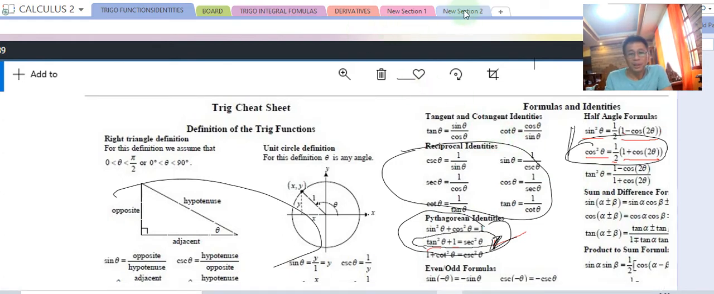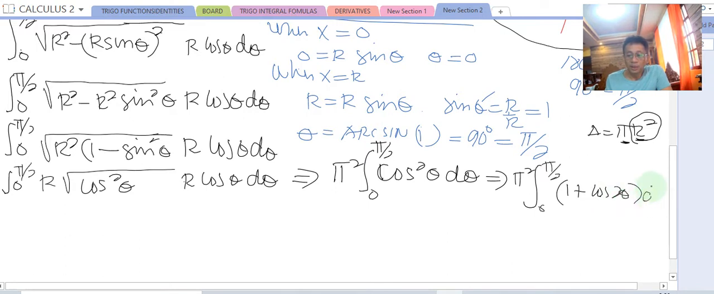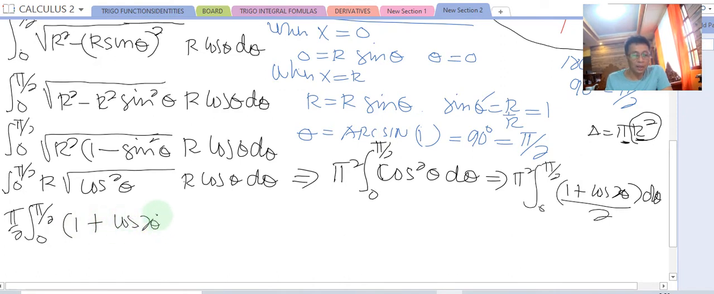So, ganyan yan. Pabalik tayo dito. Ito pala, we can replace this with pi squared. Yung limit, 0 to pi over 2. We can replace this by its equivalent, 1 plus cosine of 2 theta, of course, we have d theta over 2. Okay, so this now has a power of 1. Therefore, we can integrate this separately, yung 1 saka yung cosine of 2 theta. Yung 2, ilagay natin dito sa labas. So this is now integral of, this is pi over 2, 0 to pi over 2, 1 plus cosine of 2 theta d theta.